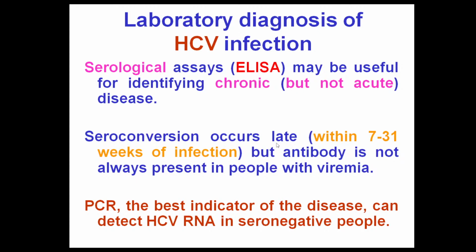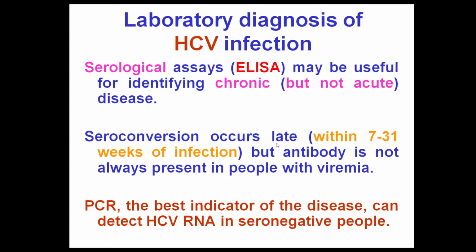My dears, ELISA serological tests are less important in the diagnosis of the disease. First, seroconversion may occur very late in the disease. Do you know what seroconversion is? When the person starts to develop antibodies. It may occur within 7 to 31 weeks of the infection. See? So, the antibodies may be delayed. So that's why serological tests are not really very important.